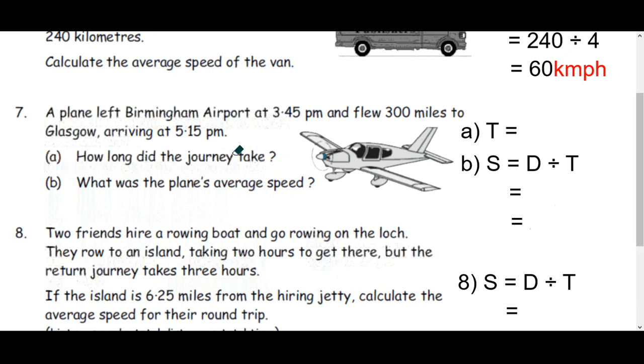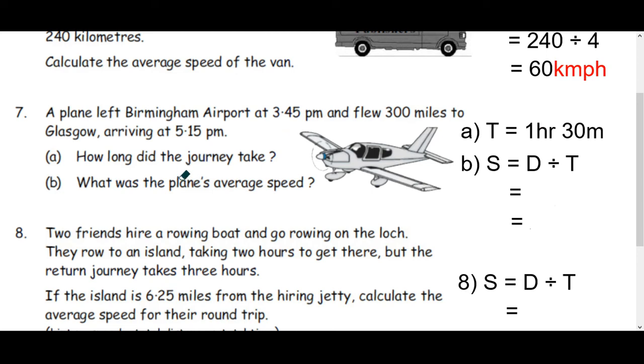Question 7. First question is, how long did the journey take? So a plane left Birmingham Airport at 3:45 and it flew 300 miles to Glasgow, arriving at 5:15. So we have to think about how long that was. So 1 hour would take you to 4:45 and then 30 minutes. So it's 1 hour and 30 minutes.